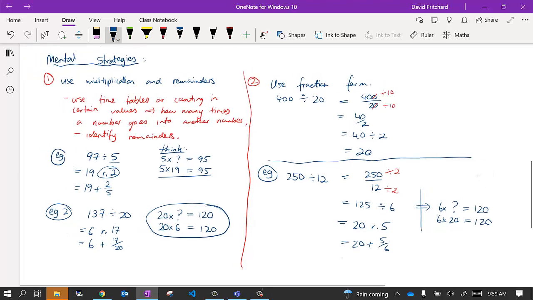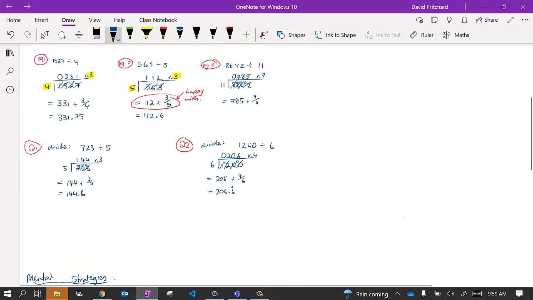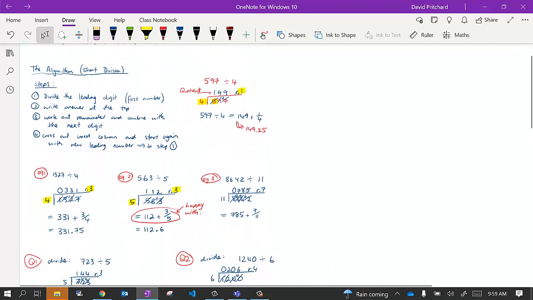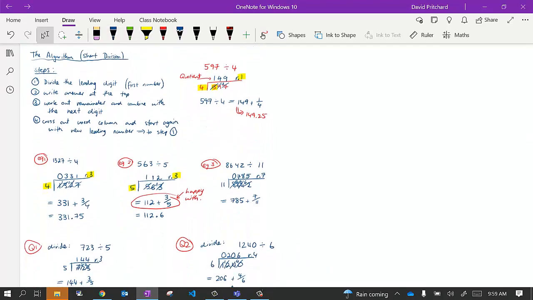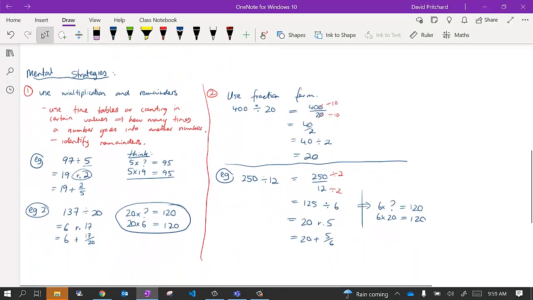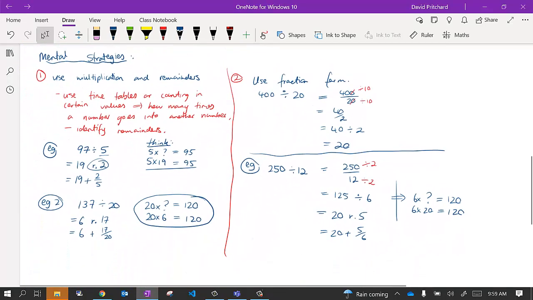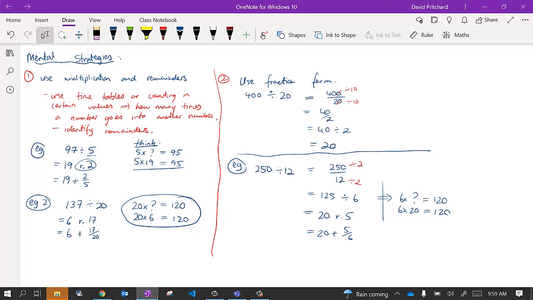So I think that that's probably enough. We've looked at the algorithm, and hopefully you're pretty confident with the short division. If worse comes to worse and you have trouble with these mental strategies, then at least that short division algorithm is a pretty quick one to do.